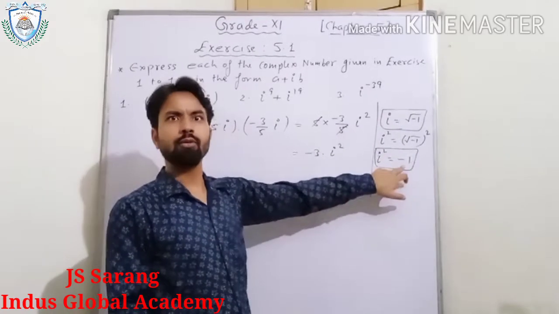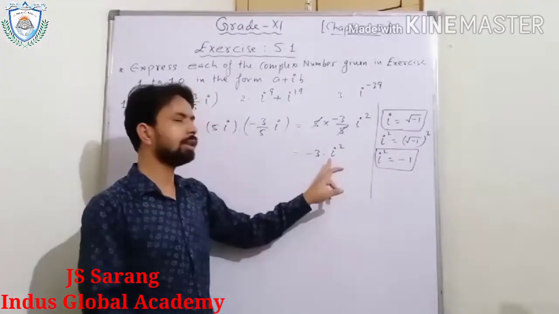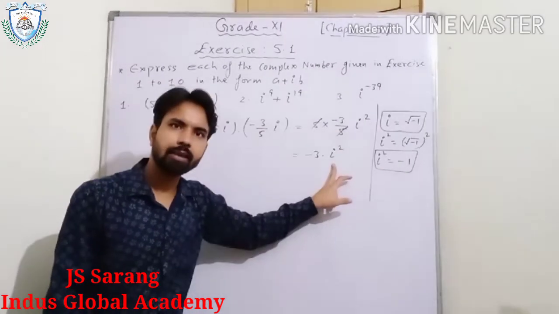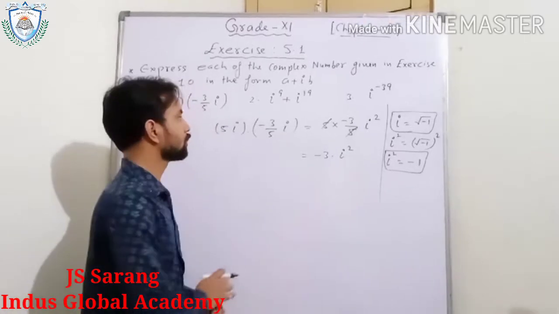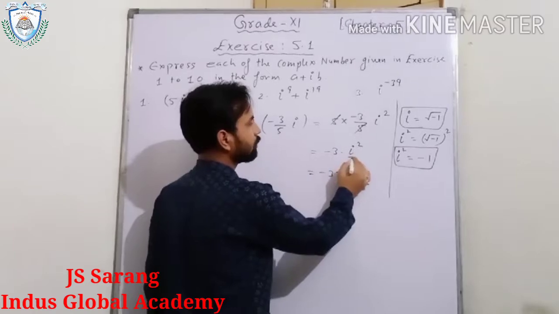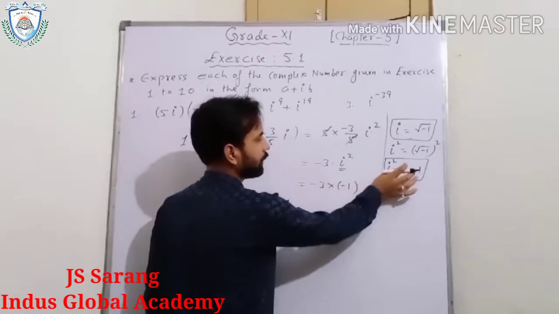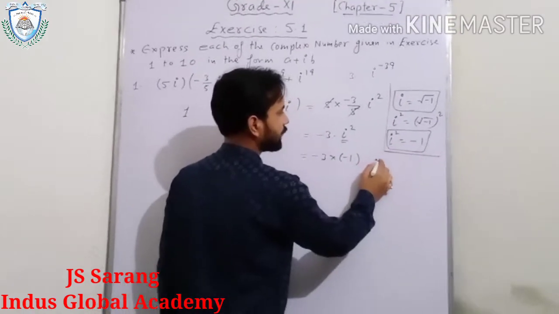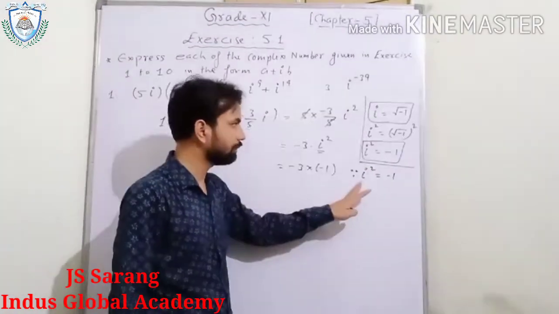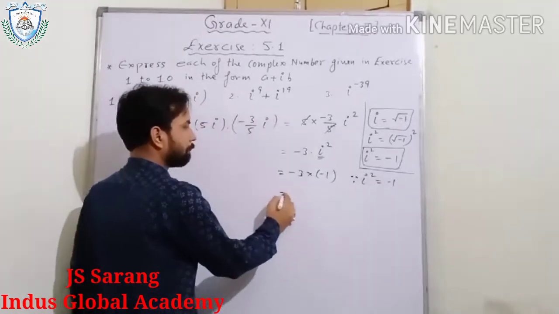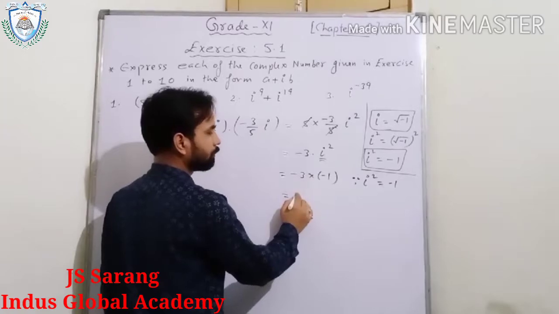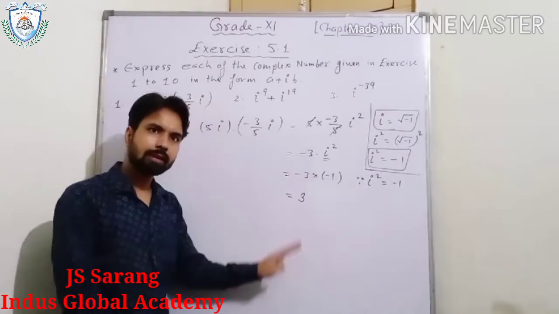Minus 1. So wherever i square appears in any question, we will put minus 1 in place of i square. Understood? So see, minus 3 into i square, its value is minus 1. And you have to write here, since i square is equal to minus 1, you have to give the reference here. Now see, minus 3 into minus 1. Minus into minus is plus, and 3 ones are 3. So this is positive 3. So this is our answer.